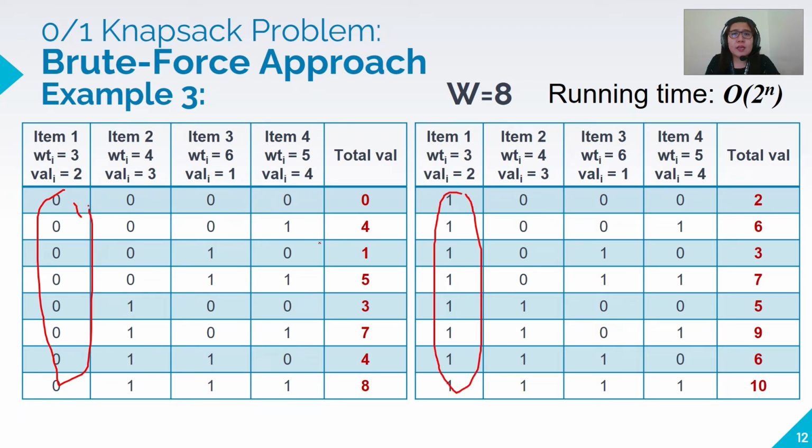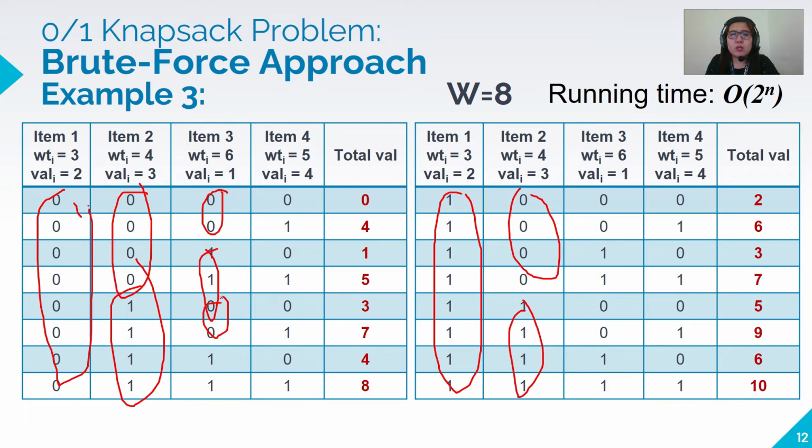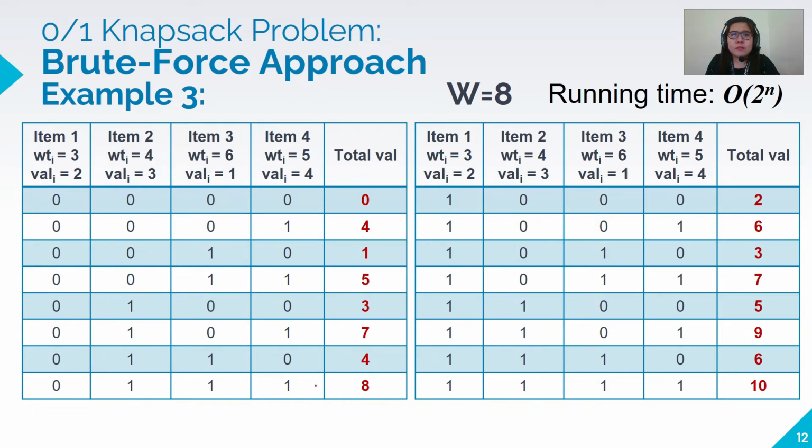Then next, 8 divided by 2, that is 4. So, we have come up with 4 zeros, 4 ones, 4 zeros, 4 ones. And then 4 divided by 2, that is 2. So, we have come up 2 0, 2 1, 2 0, 2 1. And 0 1, 0 1, 0 1. And we have come up with the following total values, counting only the value of 1.